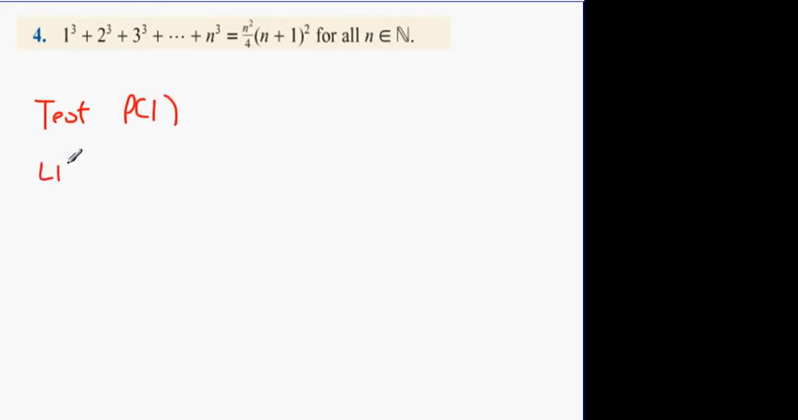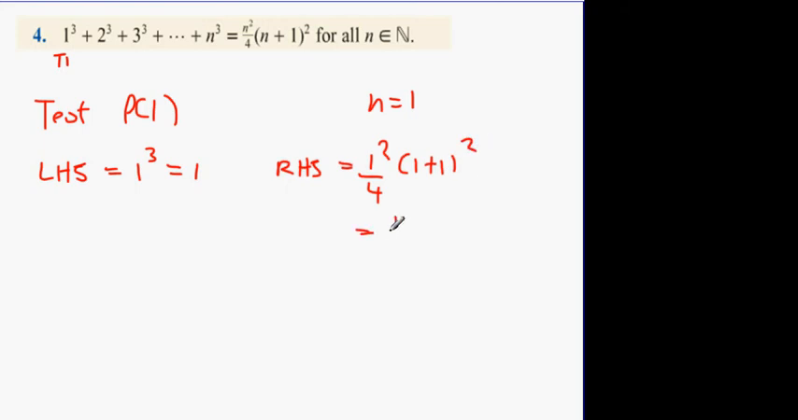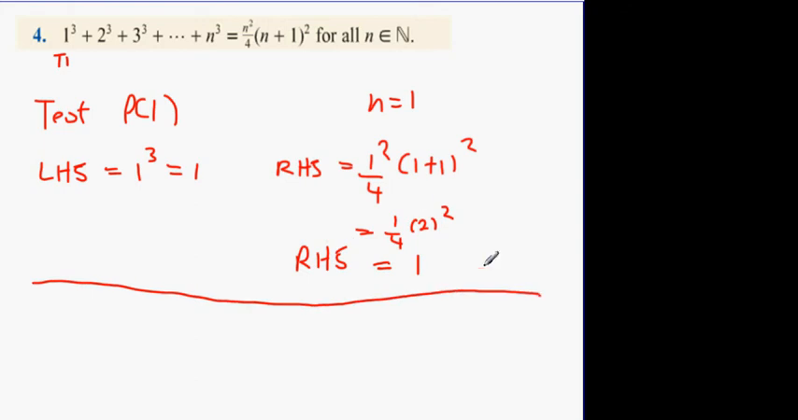Okay, so for the left hand side, P1 equals 1 cubed, which equals 1. For the right hand side, it's going to be n equals 1. So we're going to have 1 squared over 4 into 1 plus 1 squared. So it's going to be a quarter times 2 squared, which is going to be 1. RHS equals 1. Okay, now that's part 1, that's part 2.